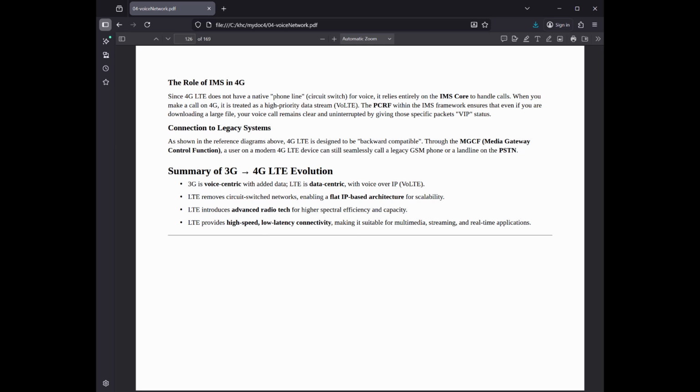Summary of the 3G to 4G LTE evolution. 3G is voice-centric with added data; LTE is data-centric, with voice over IP, VoLTE. LTE removes circuit-switched networks, enabling a flat IP-based architecture for scalability. LTE introduces advanced radio tech for higher spectral efficiency and capacity. LTE provides high-speed, low-latency connectivity, making it suitable for multimedia, streaming, and real-time applications.